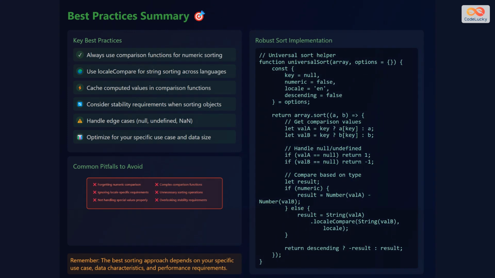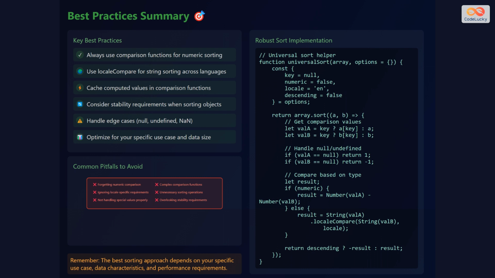Here are some of the best practices. Always use comparison functions for numeric sorting. Use locale compare for string sorting across languages. Cache computed values in comparison functions. Consider stability requirements when sorting objects. Handle edge cases such as null, undefined, and not a number. And optimize for your specific use case and data size.